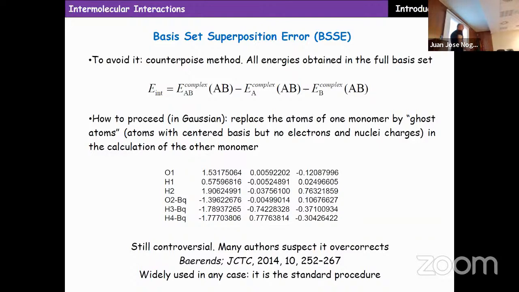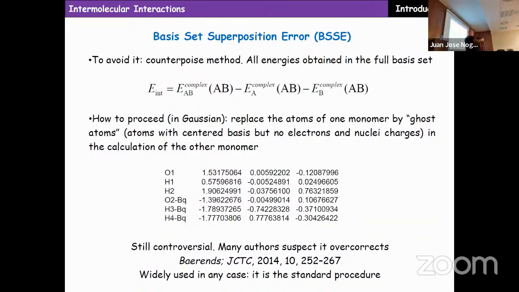Is this a good solution? Is it an exact solution? No, it's not an exact solution, because many authors suspect that it overcorrects, and I can tell you that it overcorrects the basis set superposition error. So the counterpoint method overestimates the effect of the basis set superposition error.